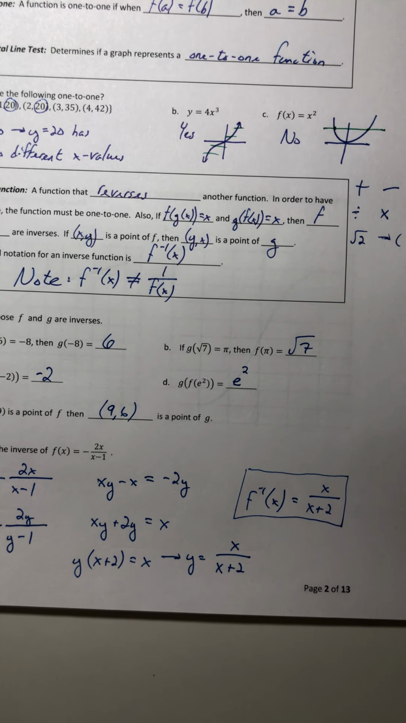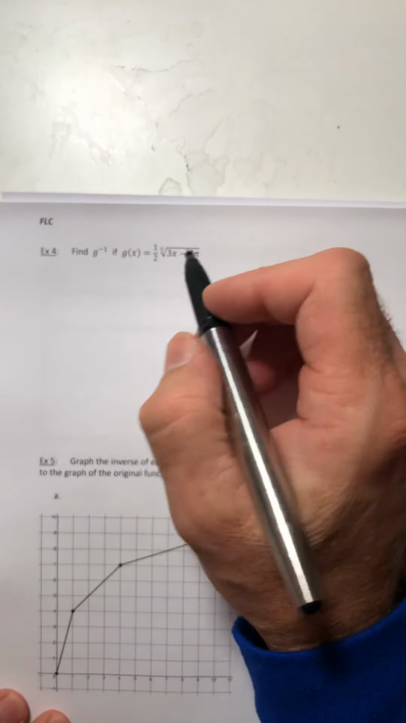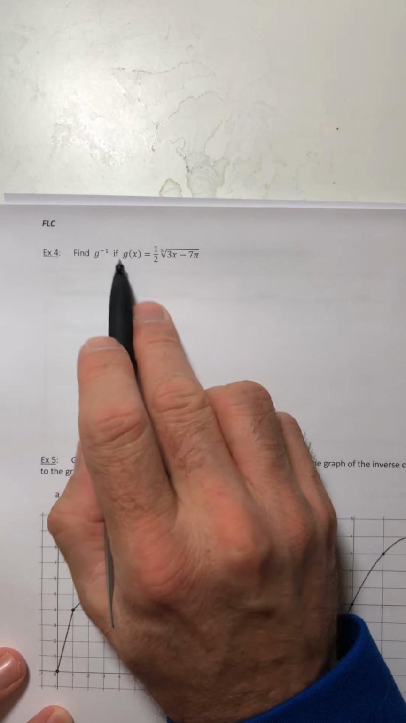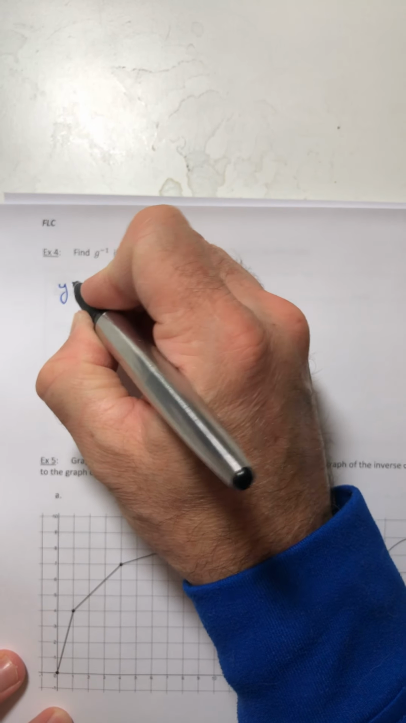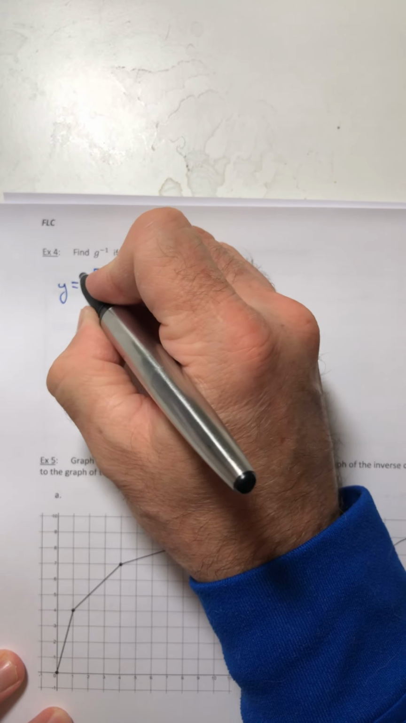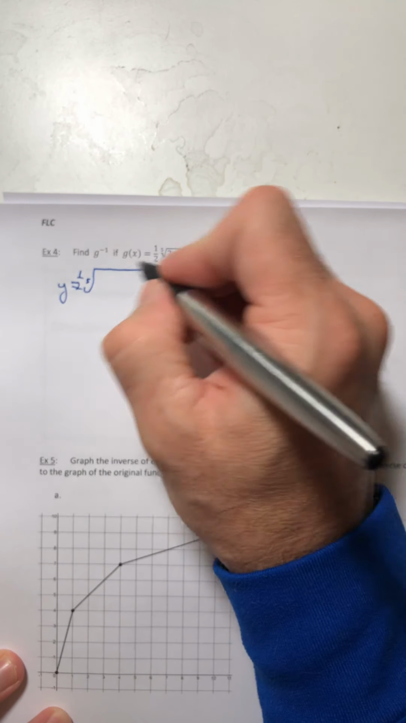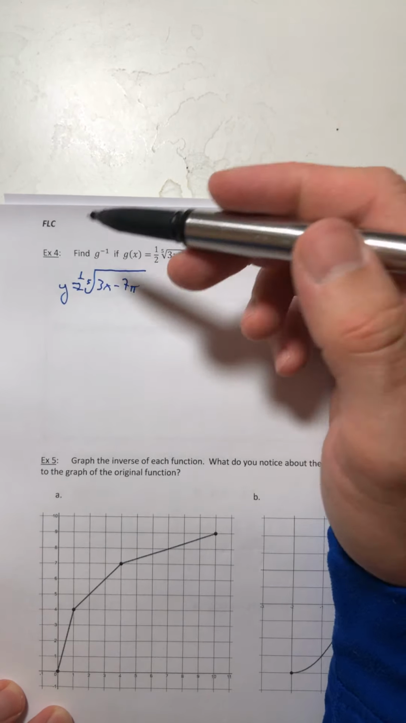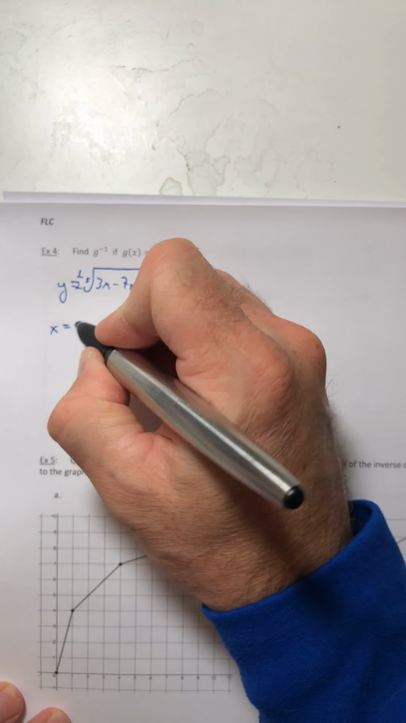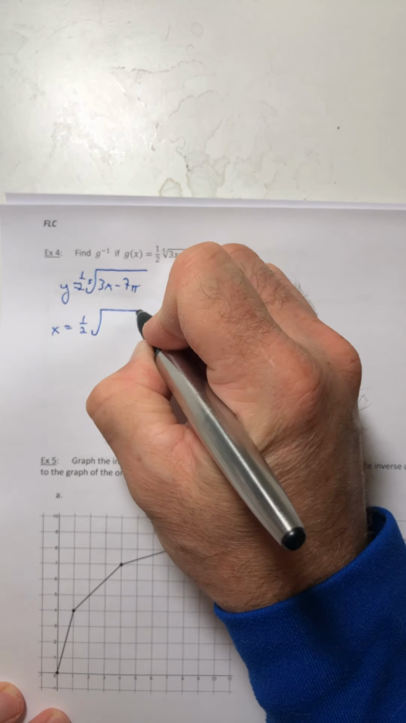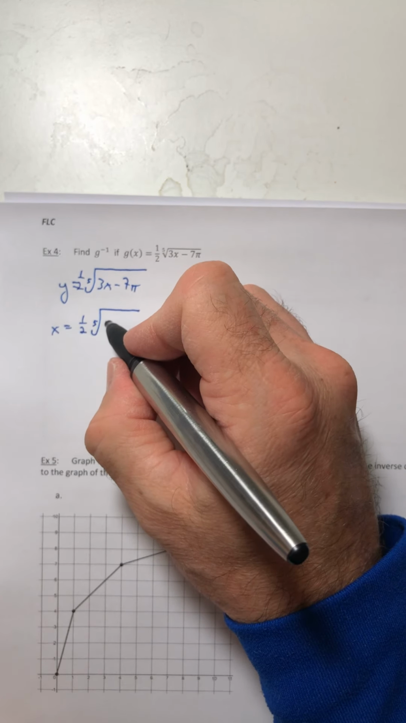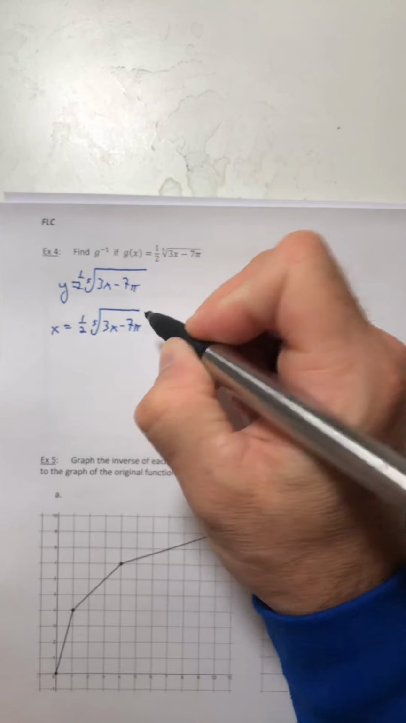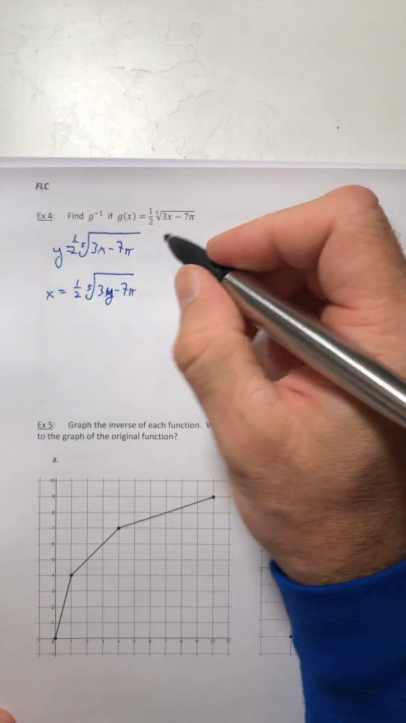All right. Okay, let's go ahead and try that again with the next example, example 4, just because it's a different type of function. So again, my first step is I'm going to change that g of x into a y. I'm going to leave everything else alone, which means I got to leave the 1/2 in there. And then I'm going to switch places with the x's and the y's. So now I have x equals 1/2 times the 5th root of 3x minus 7 pi, or sorry, 3y minus 7 pi.